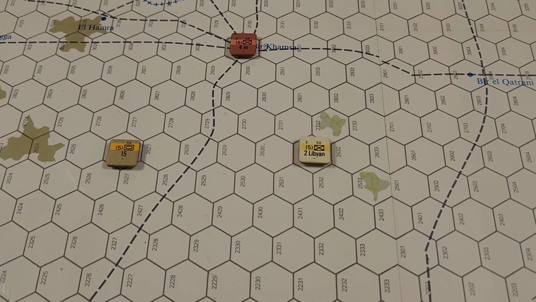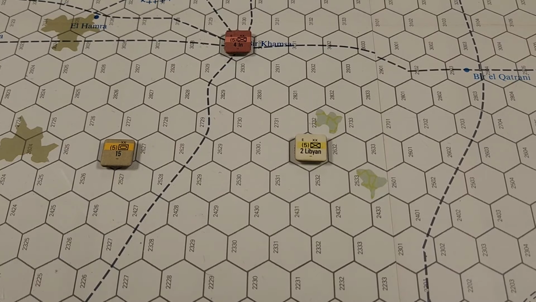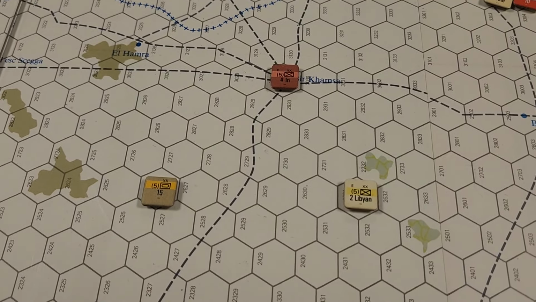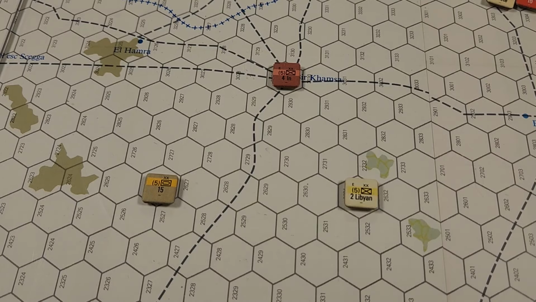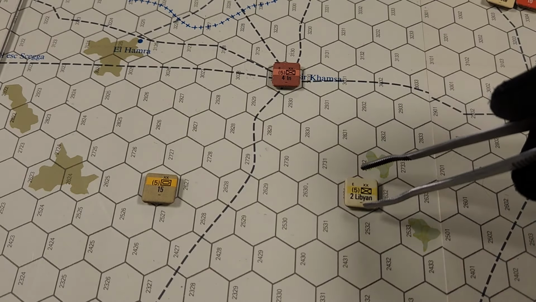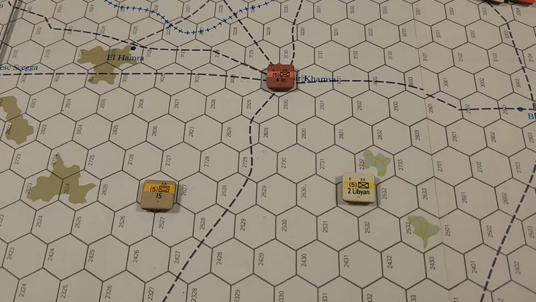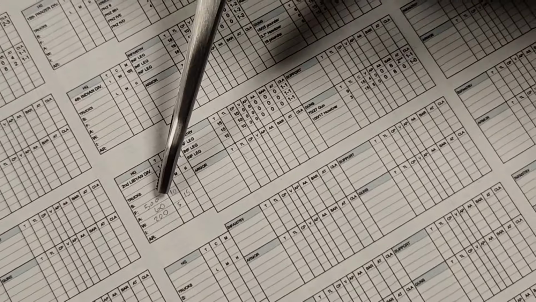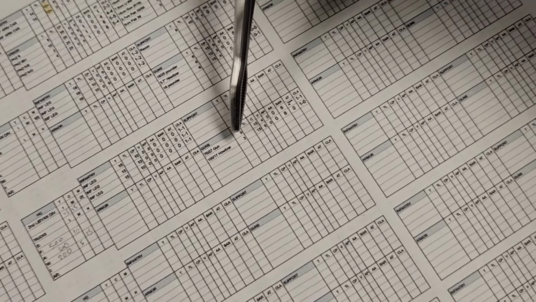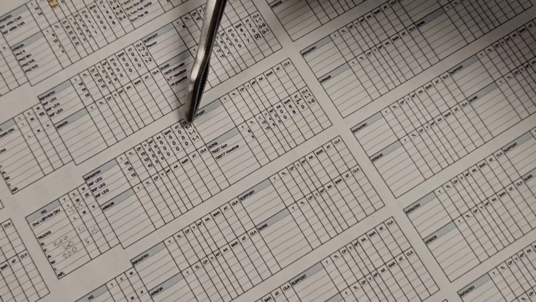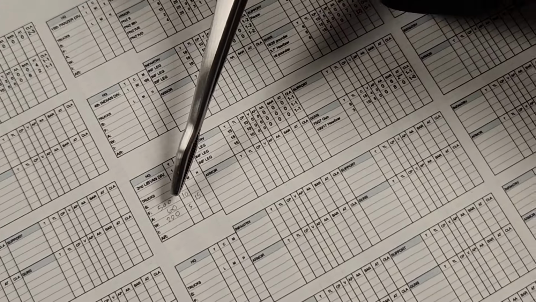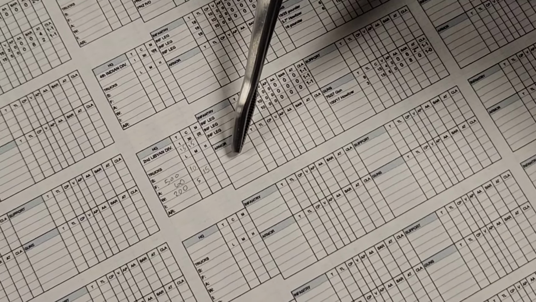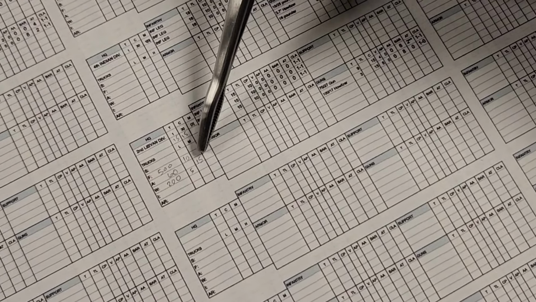Let's play around with this and see what happens again. All right, we'll have the Axis go first. So we'll move our units here. Now, you can see that is the Second Libyan. I can see this. I don't have problems with tiny writing, so it works for me. And then I'm just playing around over here with how I like to supply and track it.